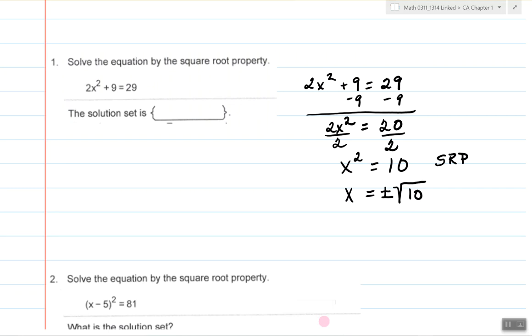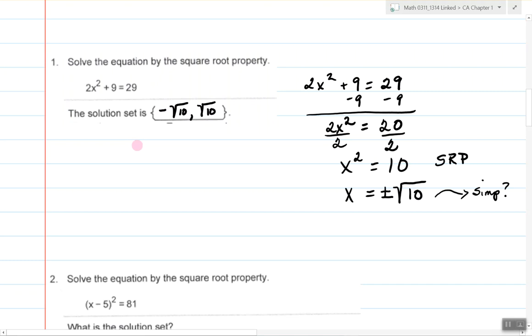We will always pause right there to see and ask if we can simplify. The answer is we cannot simplify this radical, so those are your answers. Now you'll need to check in MyMathLab. It could be that you need to separate this into negative square root of 10, comma, square root of 10. That is both the positive and the negative.